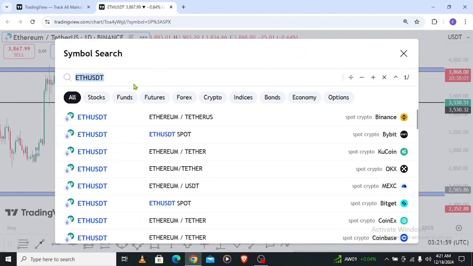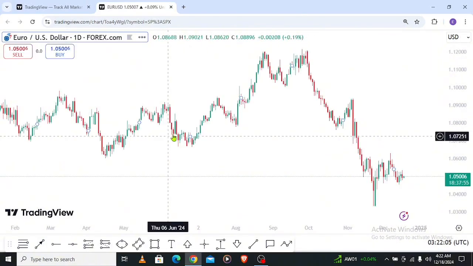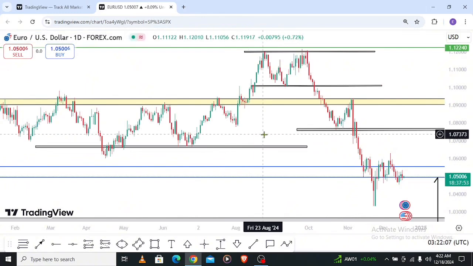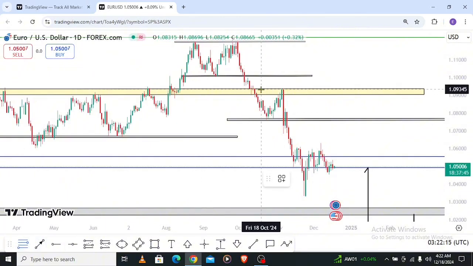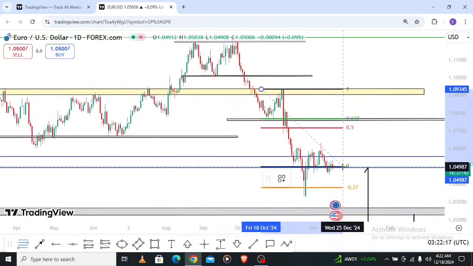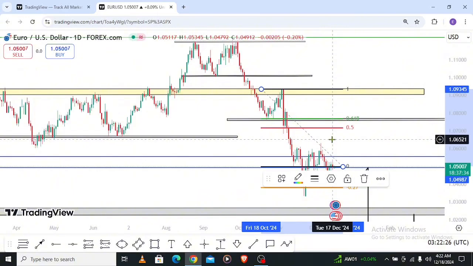Another pair that we looked at in the last market breakdown was Euro USD. For Euro USD as well, we drew our Fibonacci here. I think the market was around here at the time. We were waiting for the market to pull back into the Fibonacci as well, and then give us a break back below so that we could actually sell.